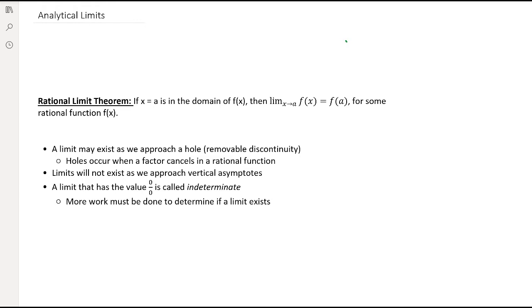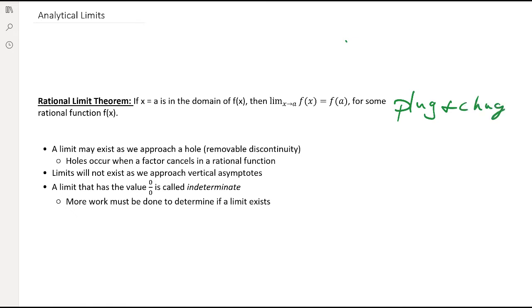The first thing I want to talk about is this thing called the rational limit theorem. What that's saying is that if x equals a, so remember our limit is as x approaches some number a, if that value a is in the domain of our rational function f of x, then it turns out that the limit as x approaches a of f of x equals f of a. So what does that mean? I like to call this the plug and chug theorem.